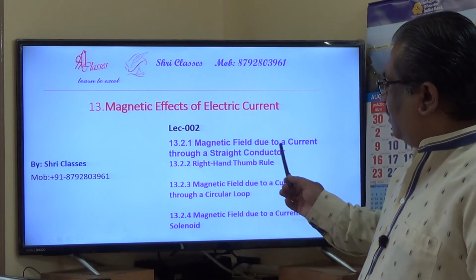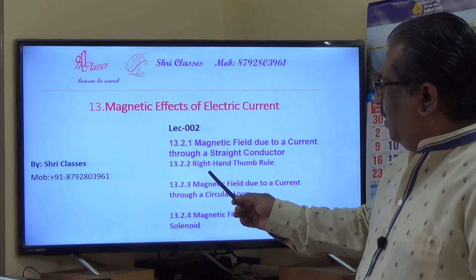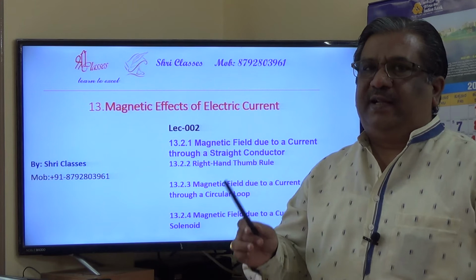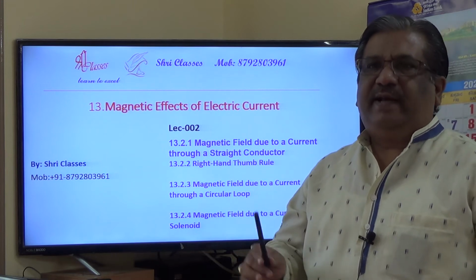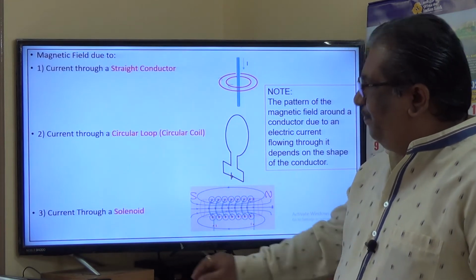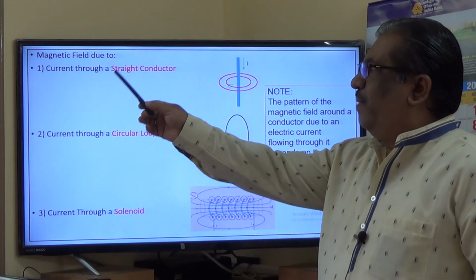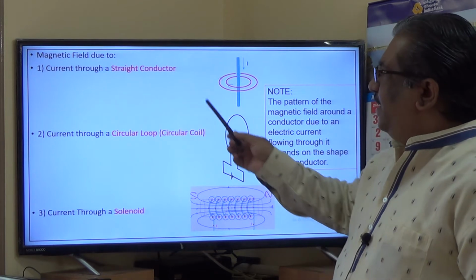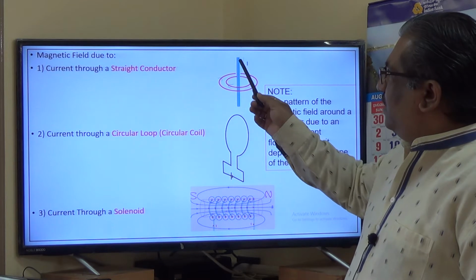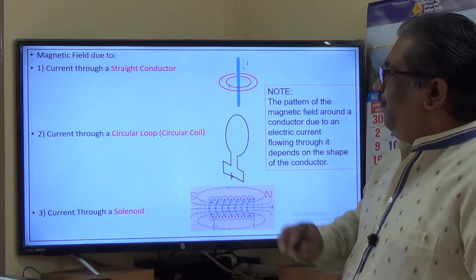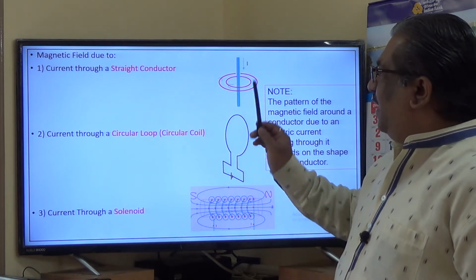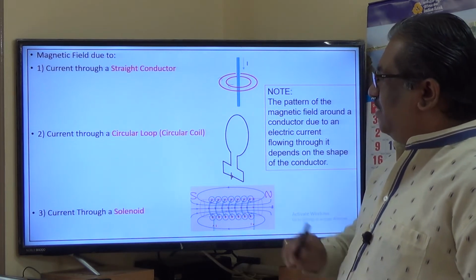Of course, with the straight conductor we are going to study the right hand thumb rule also, that is used to find out the direction of the magnetic field, meaning the direction of the magnetic field lines, because it is a vector quantity. So magnetic field due to a current through a straight conductor is something like this. A straight conductor will connect the battery terminals, and let us study the pattern of magnetic field lines produced by a straight conductor.